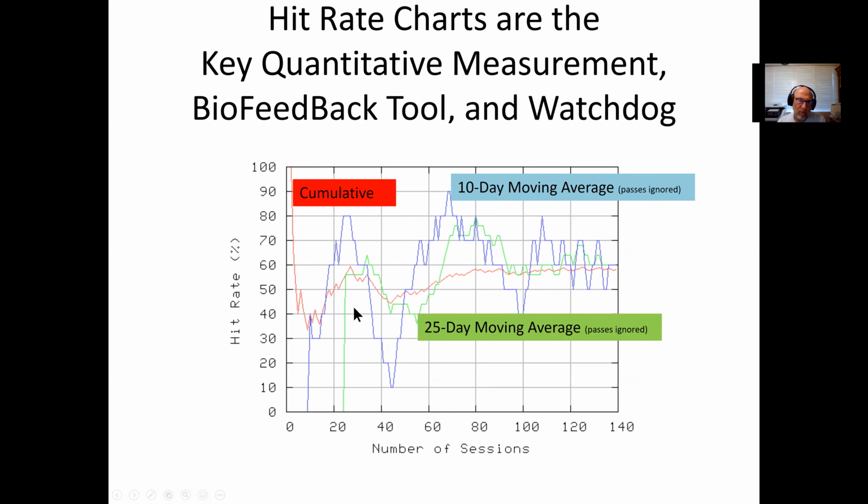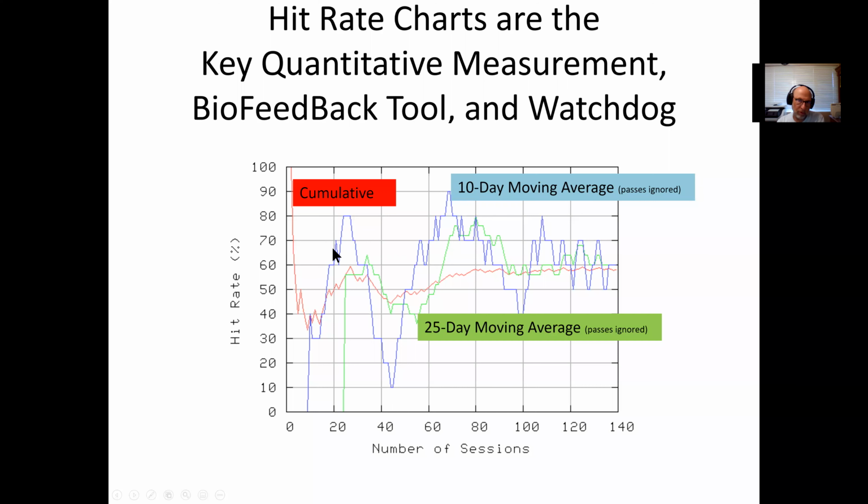And so this person didn't have too many passes. You see this flat area there? That was a pass. But mostly the cumulative would go up or down based on whether it's a hit or a miss. Okay, so that's the red curve. At the end of about 140 sessions, the cumulative here was what, 58%.